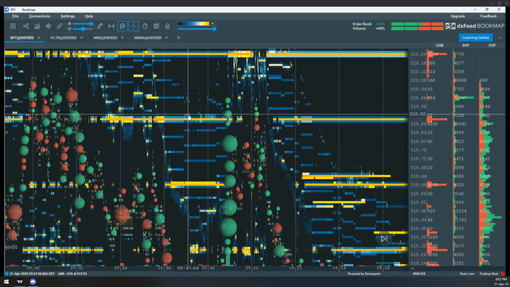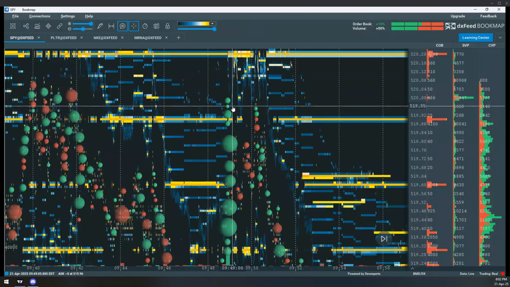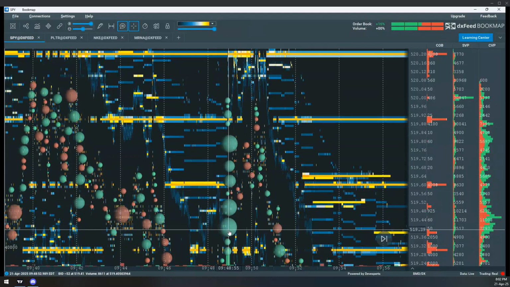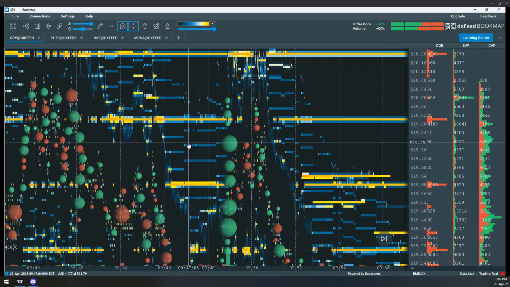So it goes by intensity. And this person is probably asking the same question: is the size of the balls relative to volume? Yes, all is relative to volume. See this bar right here? The volume is 8611. And then you go to this one right here, with 6487. See how those are bigger than these other ones? Yes, and that's how these balls are represented.